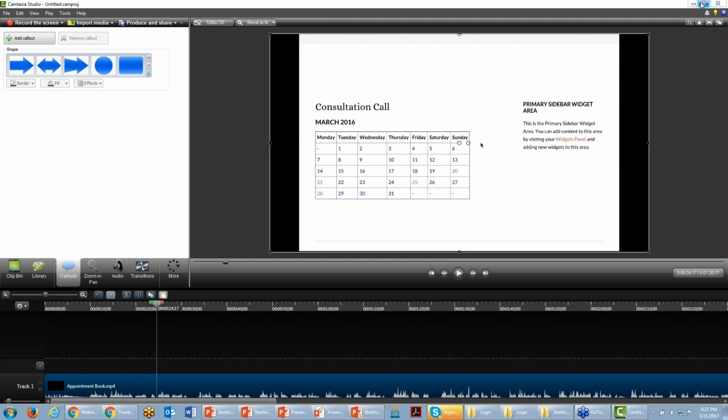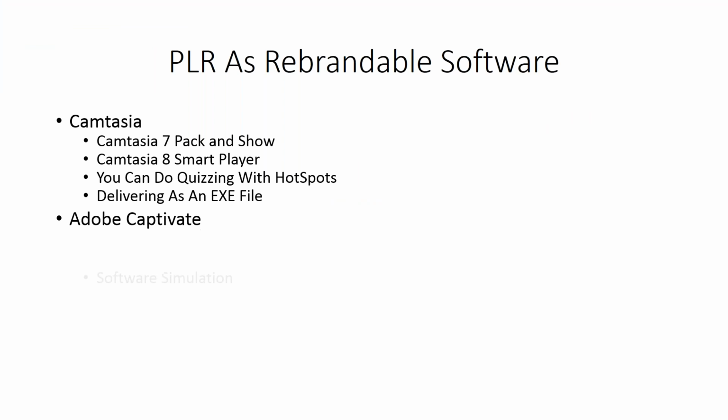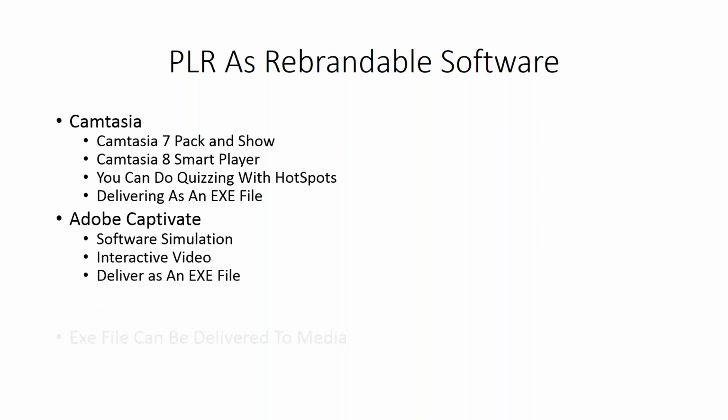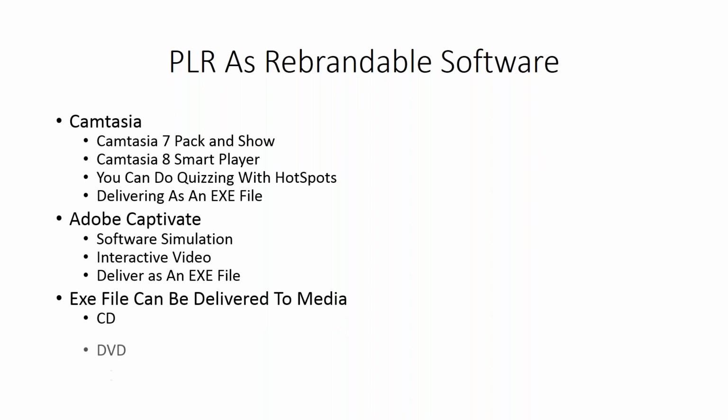Another way to do it is pretty much similar. You can use a program called Adobe Captivate. Adobe Captivate is a software simulation. I'm not going to try to open up that software on this call. It's way too memory intensive, but basically it's a way to create interactive video. There is a trial that you can try if that's what you want to do, and you can basically deliver that as an exe file. Okay, the exe file can be delivered on any kind of media, so you can put that on a CD, a DVD, or a thumb drive.